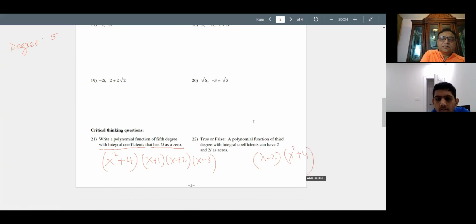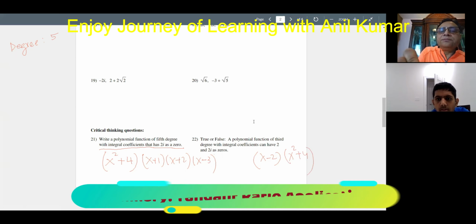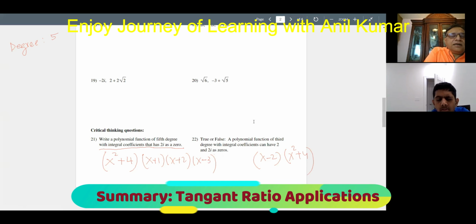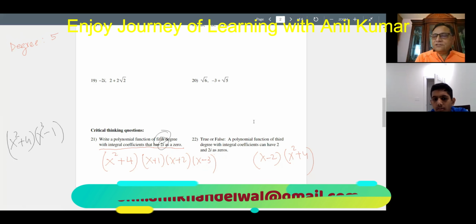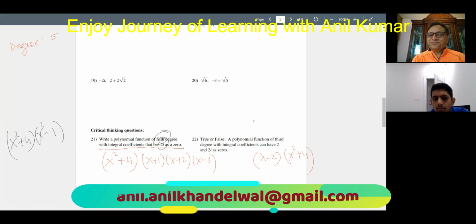Now coming back to question number 21, we could give a very easy answer: x squared plus 4 takes care of 2i, right? And you want fifth degree, so you want a cubic equation. So we'll add x cubed minus 1. You understand? That is a cubic equation. So we have a simple equation which will give us both the conditions. It is degree 5, correct? And it satisfies the root 2i. Is that clear to you?